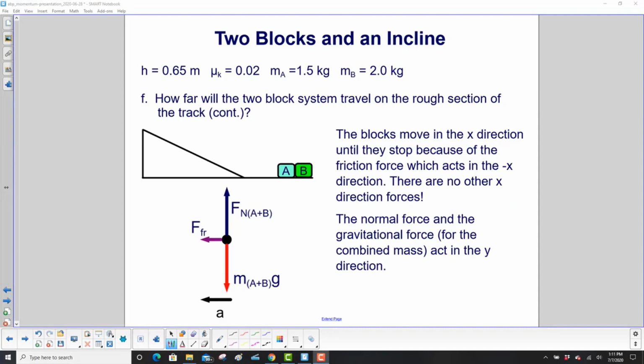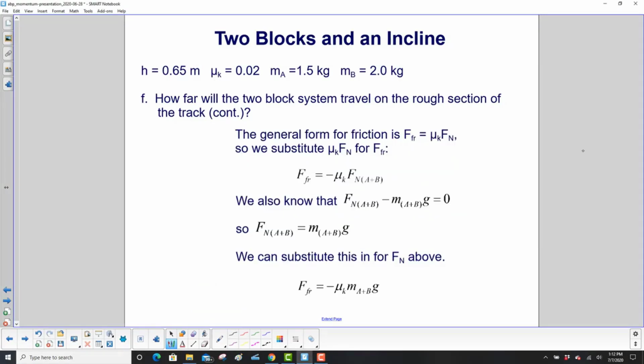The blocks are moving in the X direction until they stop, and what stops them? The friction force, which acts in the negative X direction. There are no other X direction forces. So the normal force and the gravitational force, and the only trick here is it's for the combined mass, A plus B. They act in the Y direction. And we're drawing the acceleration vector to the left. Why? Because it's stopping, right? You had a velocity here, and the only way to stop it is to have a force and an acceleration to the left. The general form for friction is force of friction is mu k times the normal force.